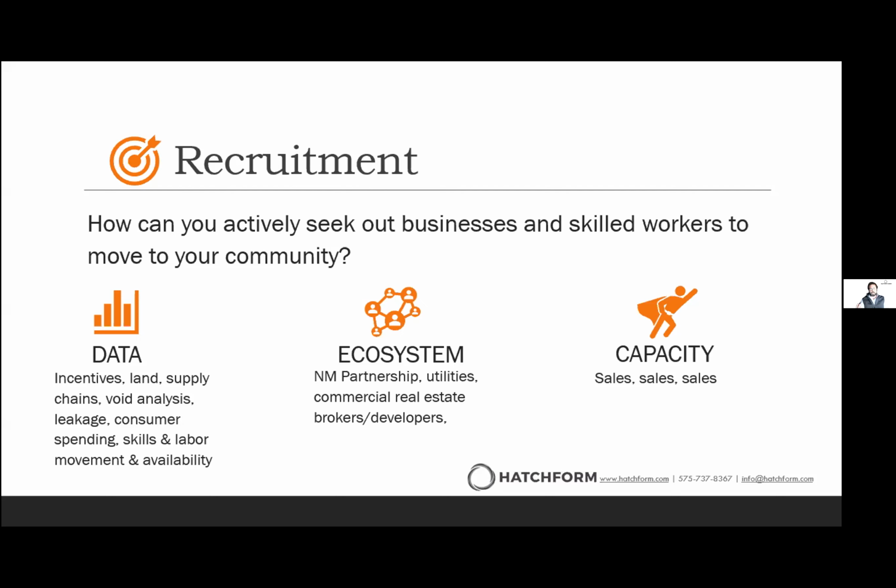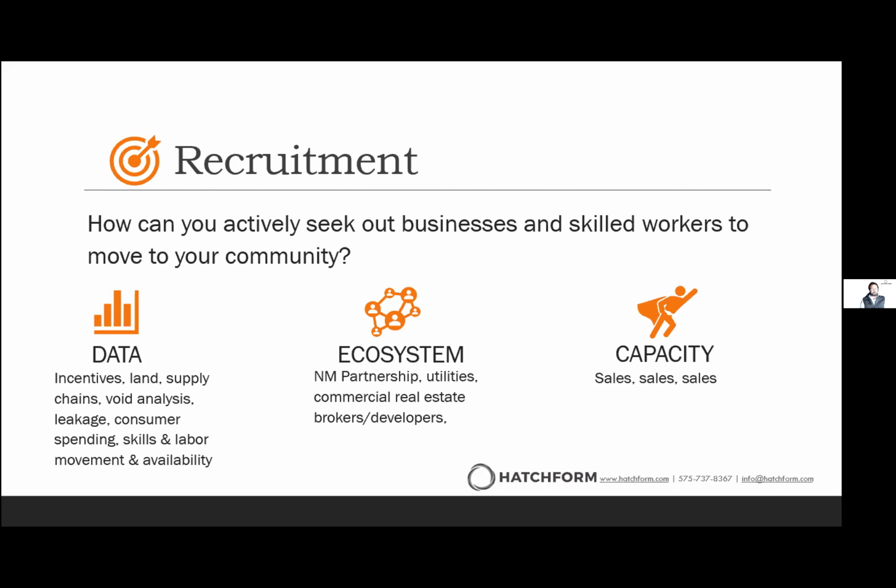Void analysis. So what is missing in your community as compared to other communities of like size and demographics and amenities? What's the leakage report look like? What is not being spent there that could be brought back in? What does consumer spending or discretionary spending look like? What are the skills and labor availability, and what's the skills and labor movement? Do you have a lot of one kind of skill leaving after maybe they've been educated, or do you have a lot of skills coming in because there's a really good industry base there for them?